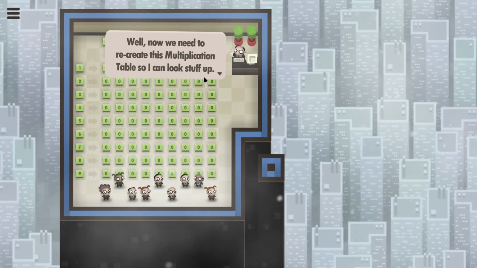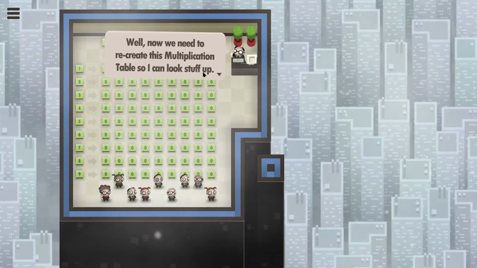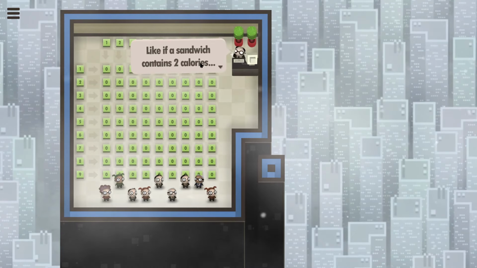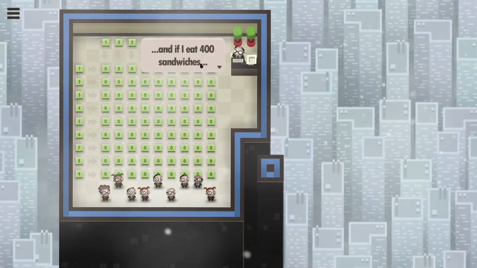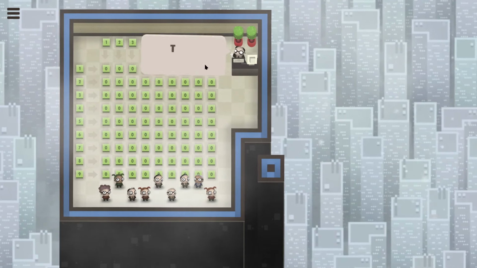Okay. Need to recreate this multiplication table so I can look stuff up. Sandwich contains 2 calories, and if I eat 400 sandwiches, how come I still want more sandwiches?